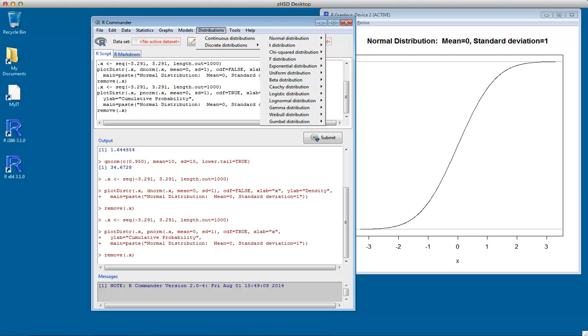On the discrete distributions there are others. And later on we might look at binomial and Poisson distributions. These are what's known as discrete distributions. They are for measurements that are only on integers or discrete values.